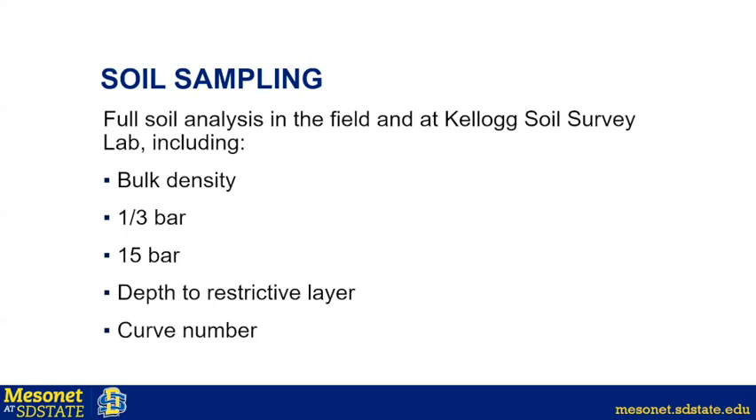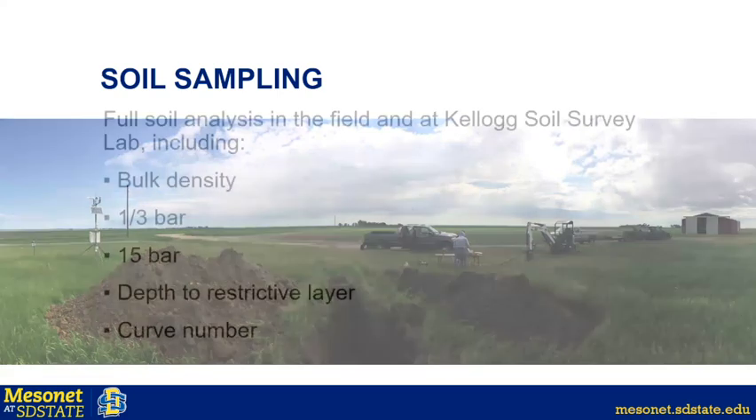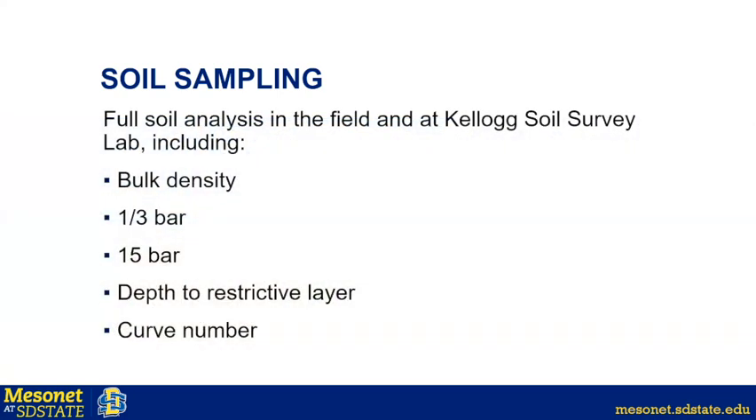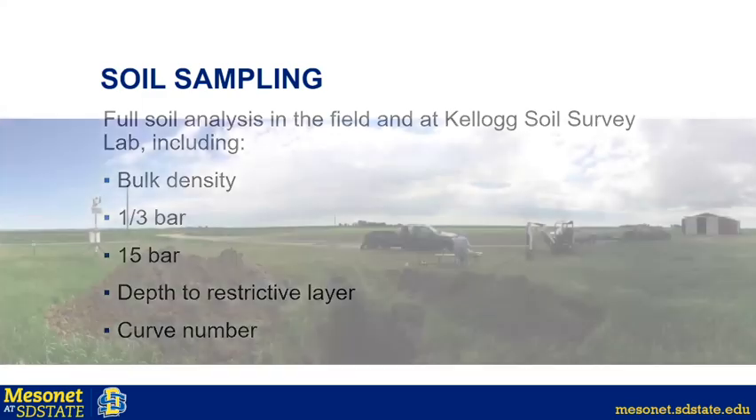So this is where the soil sampling comes in. There's a lot of work that is done on these soil samples, but the important list that we're getting out of it for this is the bulk density, the 1/3 bar, sometimes the 1/10 bar, which is kind of hit and miss, the 15 bar, the depth to restrictive layer, and then also what we need to come up with a curve number.